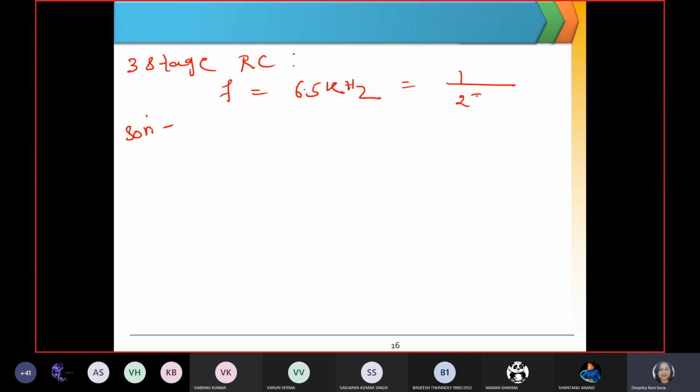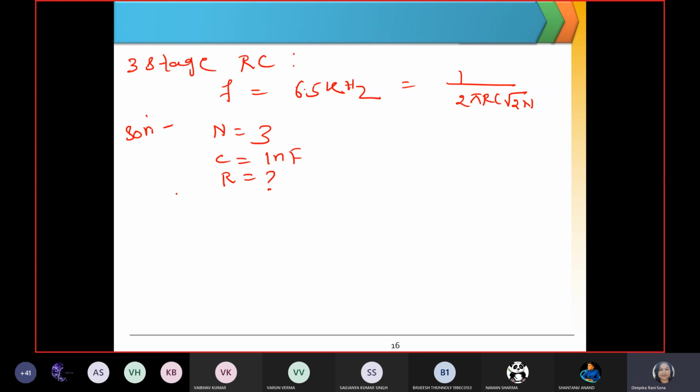just have a look, guys. A 3-stage RC phase shift oscillator is required to produce an oscillation frequency of 6.5 kilohertz. So what data do you have to select? From the question, as per the frequency equation, 1 by 2 pi RC square root of 2n. So here n equal to 3. C you have to choose 1 nanofarad. What is the value of R?